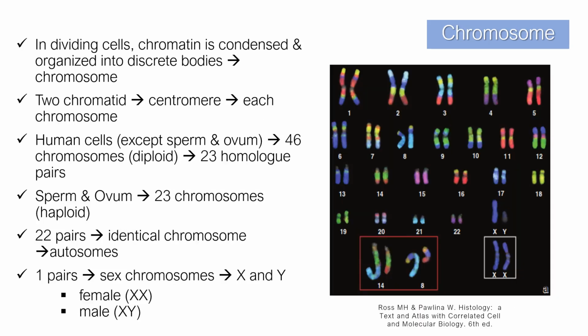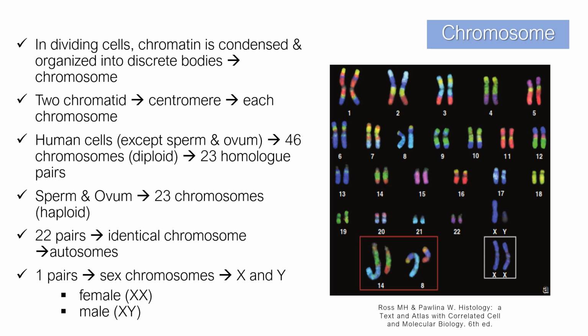In dividing cells, chromatin is condensed and organized into discrete bodies called chromosomes. Each chromosome is formed by two chromatids that are joined together at a point called the centromere. With the exception of the mature gametes, the sperm and ovum, human cells contain 46 chromosomes, called diploid, organized as 23 homologous pairs. These consist of 22 pairs of identical chromosomes called autosomes, and one pair of sex chromosomes, the 23rd pair, X and Y, female with XX and male with XY.